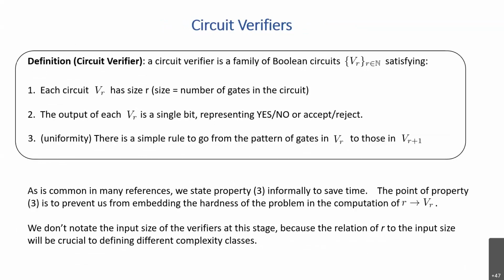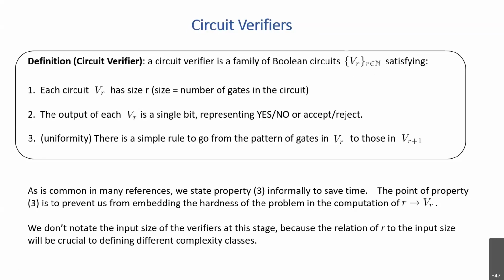Now, another definition we need is the idea of a uniform family of circuit verifiers, which I'll just call a circuit verifier for short. So what this is, is just a set of Boolean circuits indexed by R, where R is a natural number. And each circuit then has size R, so the size is the number of gates in the circuit. And the output of each of these verifier circuits is a single bit, like we just discussed. And that single bit represents yes or no, or accept or reject.